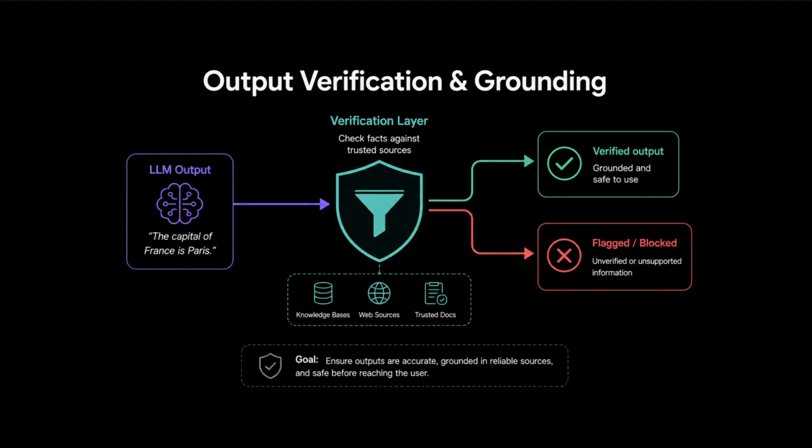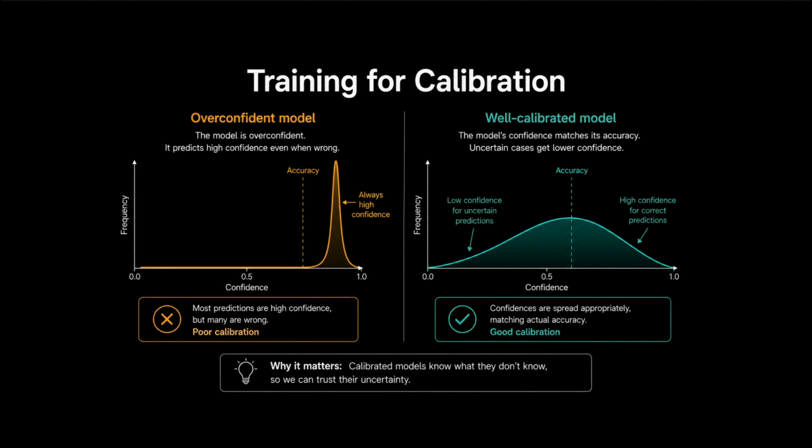Now, these three are all about the system around the model, but what about the model itself? That is, can you train hallucinations out of it at the source? Yes, and this is where frontier labs spend a huge amount of their time. The core idea is instead of training the model to always sound confident, you train it to be calibrated. To say "I don't know" when it doesn't actually know, to express uncertainty instead of faking certainty.